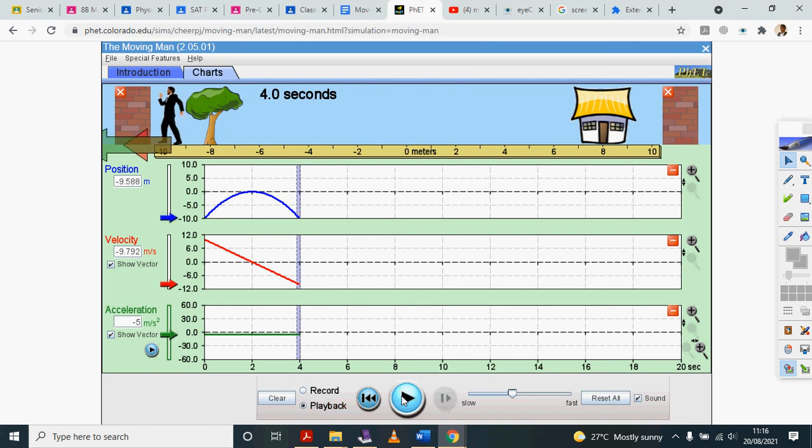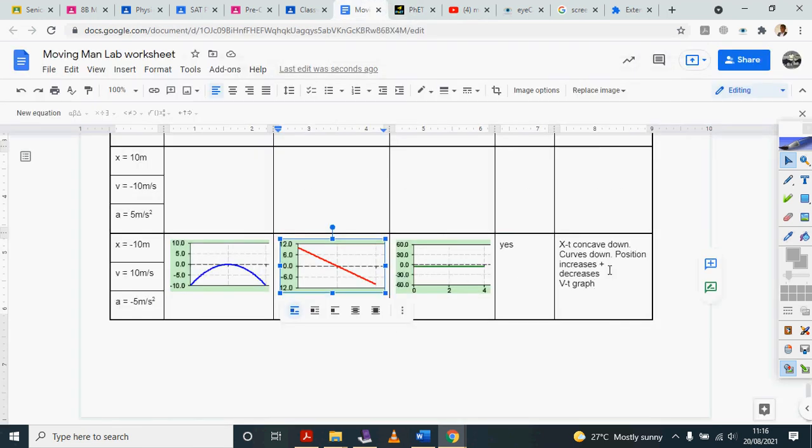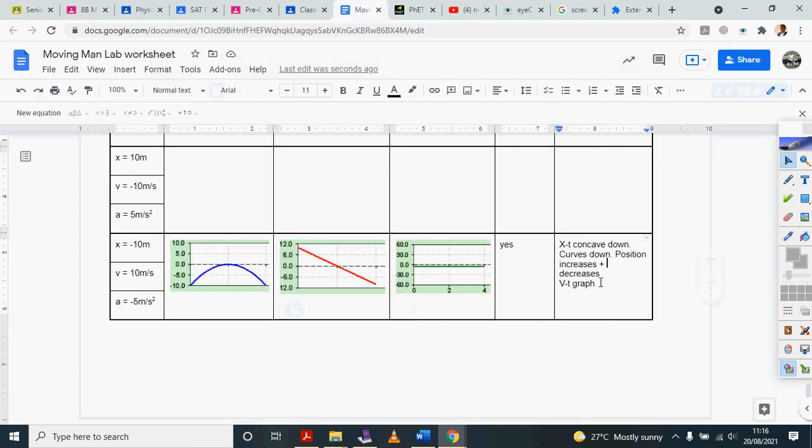I hope you can write those descriptions in this table. And if it's not fitting in the table, just make it as small as possible until it all fits. VT graph starts with positive velocity, decreases to 0, and increases in the opposite direction.